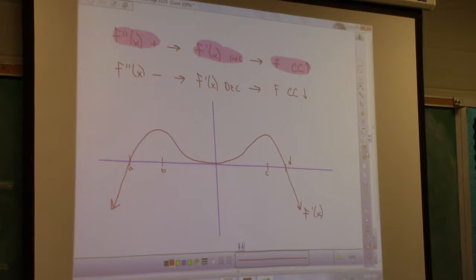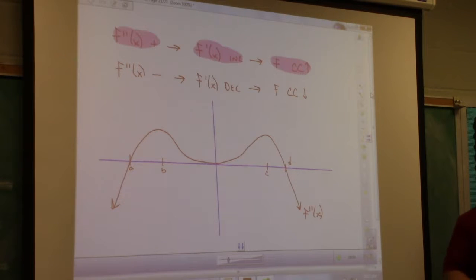All right, watch this now. I'm going to change this. Now this graph is f double prime, the graph of the second derivative, and I'm going to ask you some questions. Where would f be concave up now? From A to D. Very good. Because what are we looking for here?